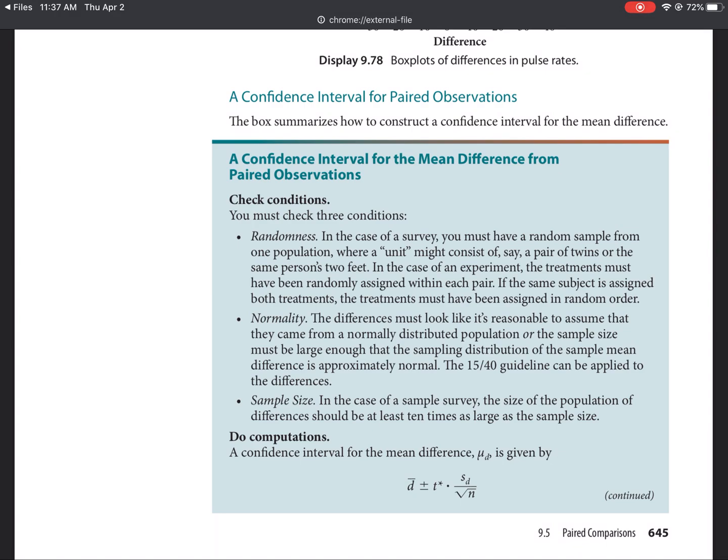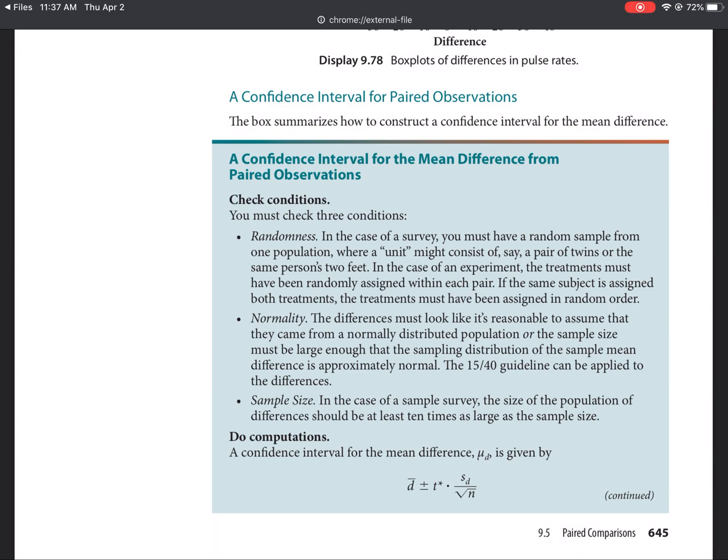So what are the conditions that you must check? In the case of a survey, you have to have a random sample from one, and this is key, one population, okay? So this is one large population of data. In the case of an experiment, the treatments must have been randomly assigned within each pair. If the same subject is assigned both treatments, the treatments must have been assigned in random order. So in the case of a repeated measure, you're still supposed to randomly assign the order. That's where the randomness comes in there. But you're no longer checking for independence because you're doing a paired observation, because the results were specifically not independent.